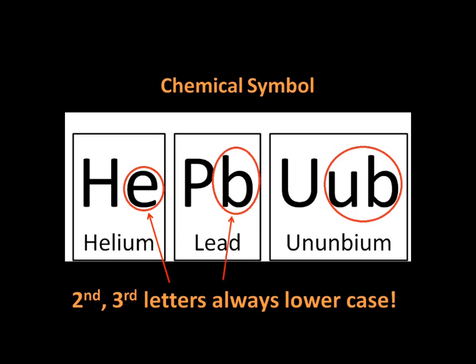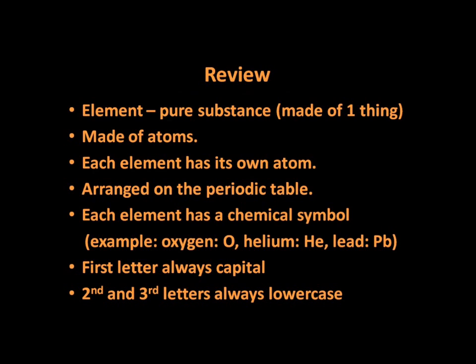Look at lead, chemical symbol Pb. The first letter is capital, and the second letter is lowercase. Look at unumbium. The first letter is capital, and the second and third letters are lowercase. So let's review. An element is a pure substance, made of only one thing.